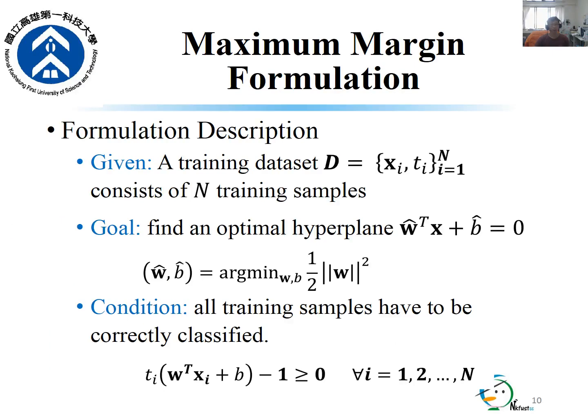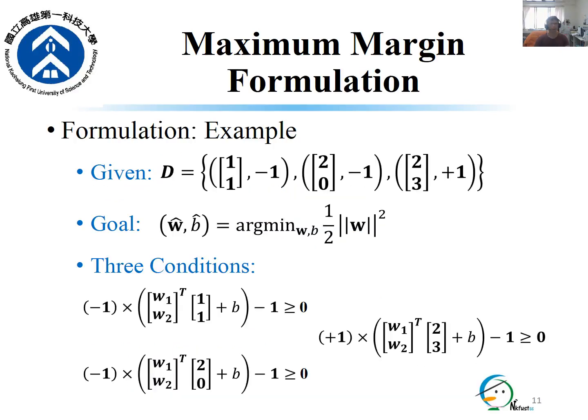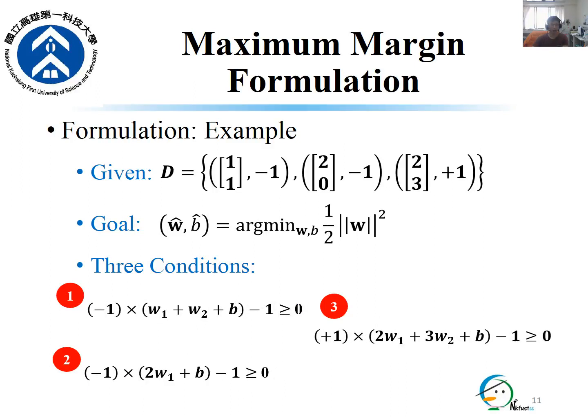In short, given a training dataset D, the goal is to find an optimal hyperplane that minimizes 1/2 times W norm square under these conditions for all training samples. For formulating the previous example of the training dataset D, the goal is to minimize this term. Since there are 3 samples, we have 3 conditions to be satisfied. Each equation corresponds to 1 training sample. Here shows the equations in other forms.